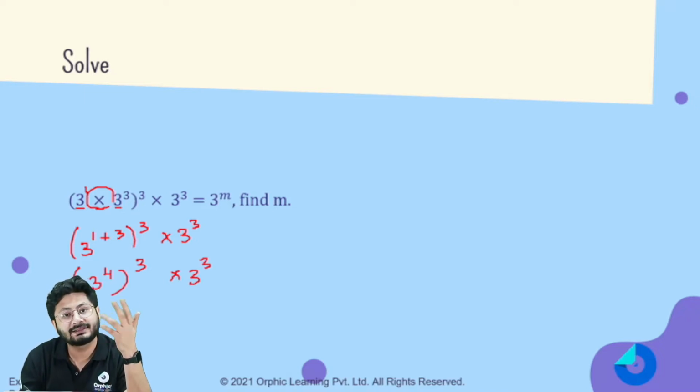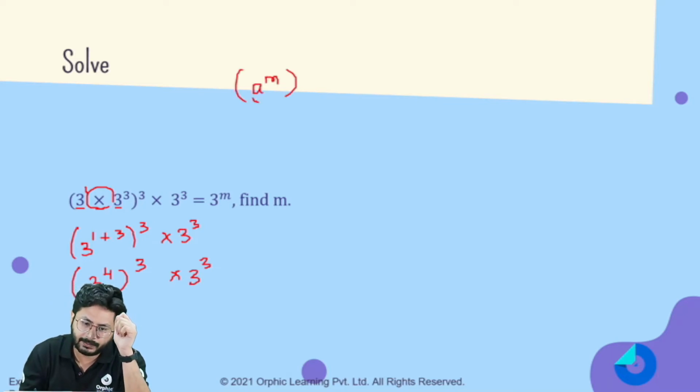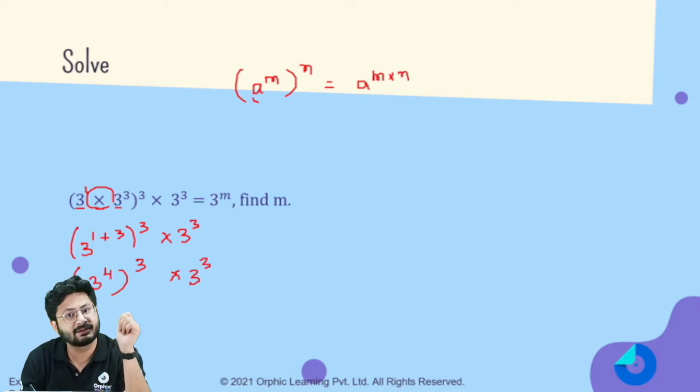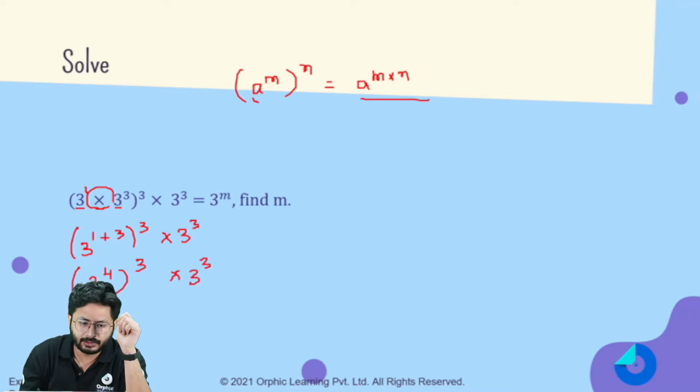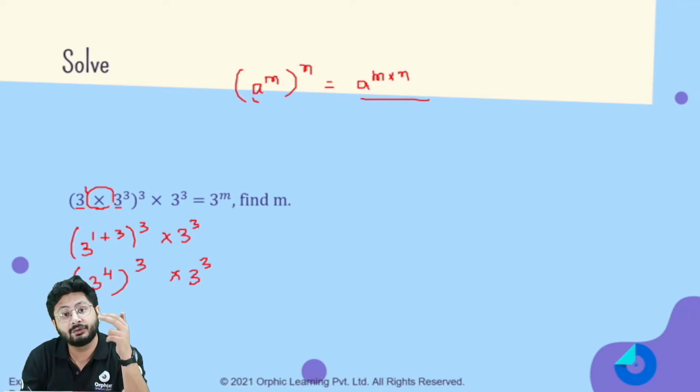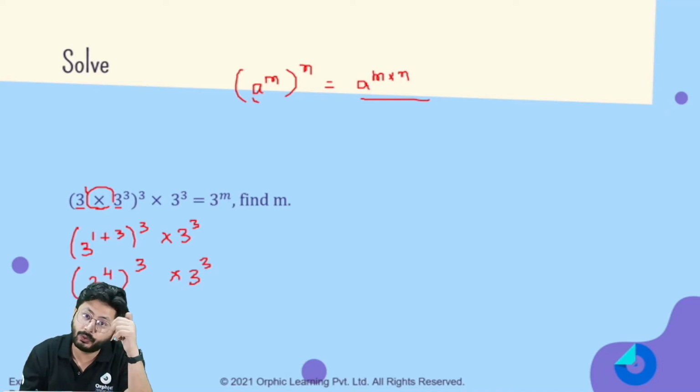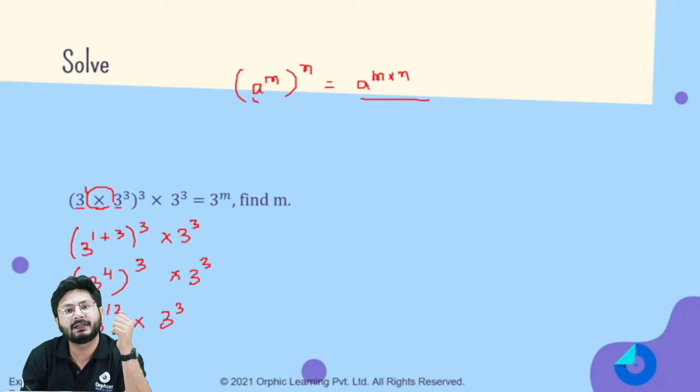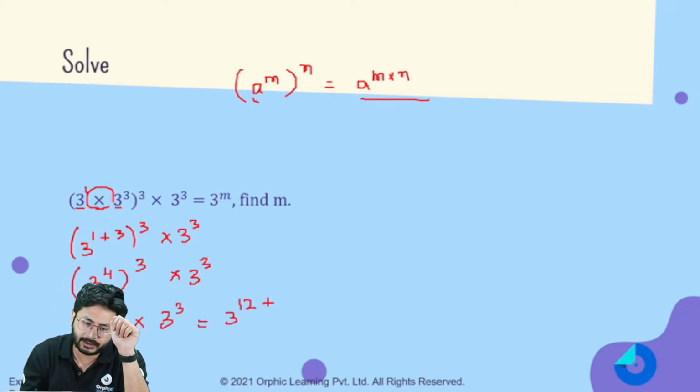Now in the next coming laws, we'll see that a to the power m whole to the power n is equal to a to the power m into n. ये हम देखेंगे. I think it is the fourth law. Okay, तो इसमें भी मैं वही काम कर सकता हूँ. 3 to the power 4 whole to the power 3 should be equal to 3 to the power 4 into 3, that is equal to 12, multiplied by this. Again the first law, the bases are same and two things are getting multiplied, so it will become 3 to the power 12 plus 3, which is equal to 3 to the power 15.